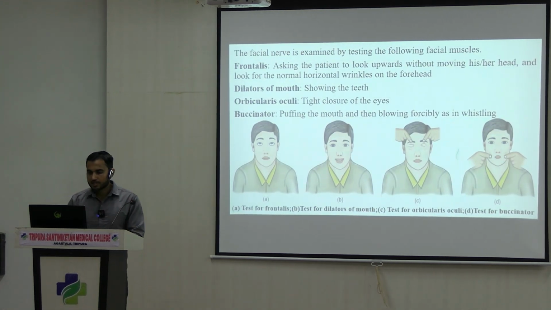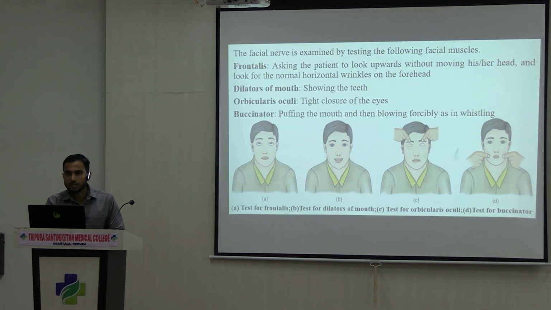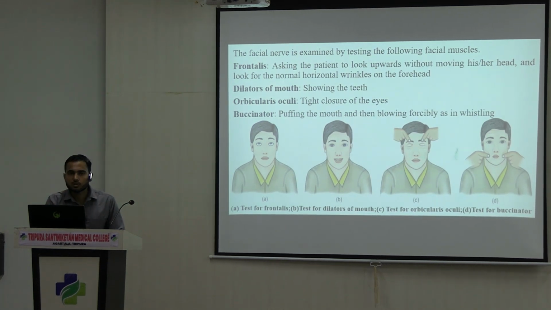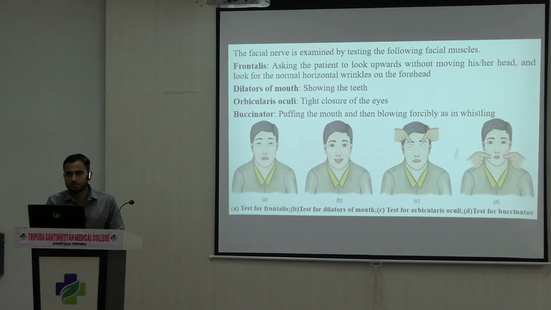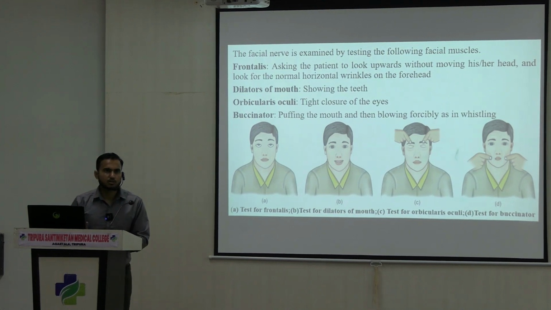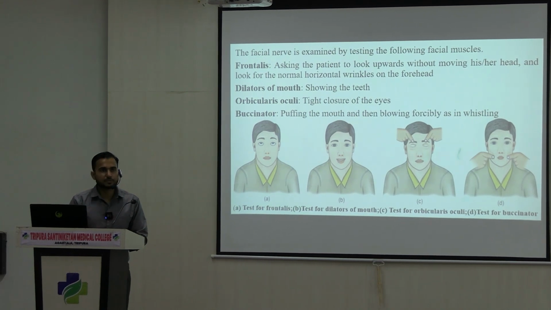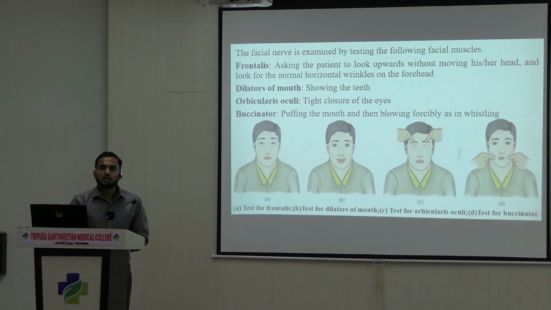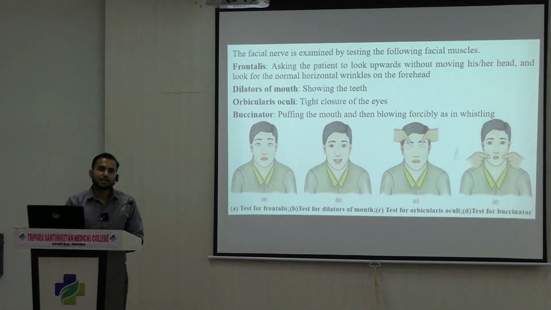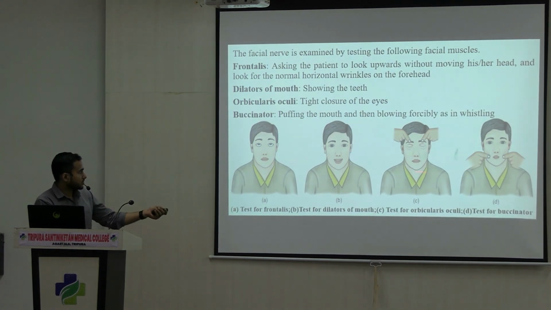Okay, after Bell's palsy, next is the examination of the facial nerve. With the help of the muscles of facial expression, we can check the integrity of the facial nerve. In anatomy I don't think time will be there, but in physiology you will be doing the testing of cranial nerves. There are various experiments by which we can check the integrity of the cranial nerves. In order to check the integrity of the facial nerve, these are some experiments which you can do.